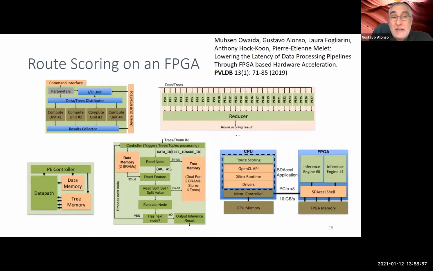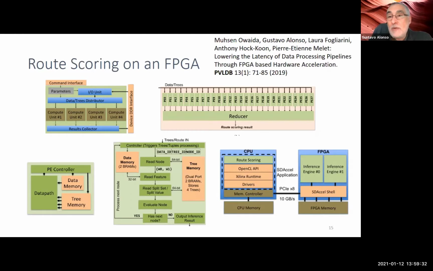We took advantage of what an FPGA provides, which is a lot of spatial parallelism. We had 28 processing engines in there. Every processing engine had the ability to process a number of trees, and we could have several of these deployed on an FPGA. We were able to process more than 800 trees at the same time on the FPGA.